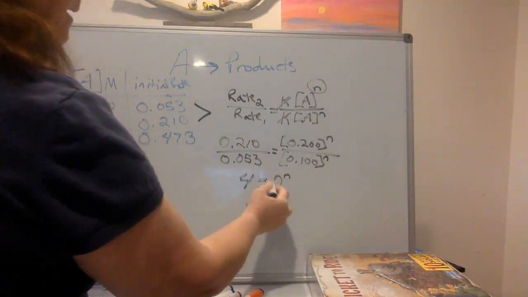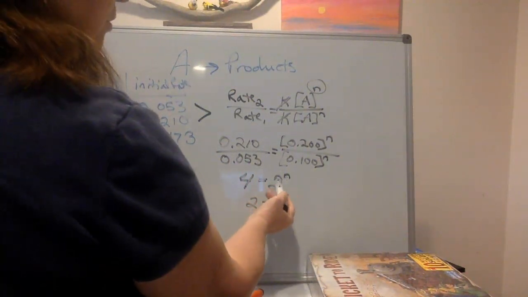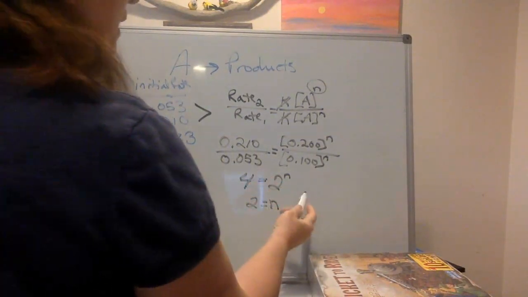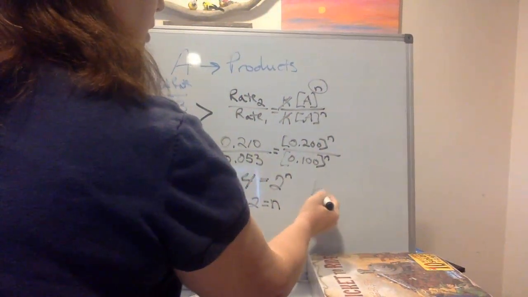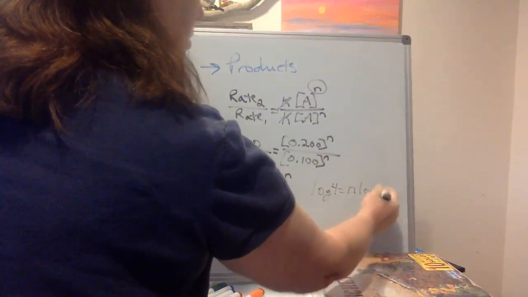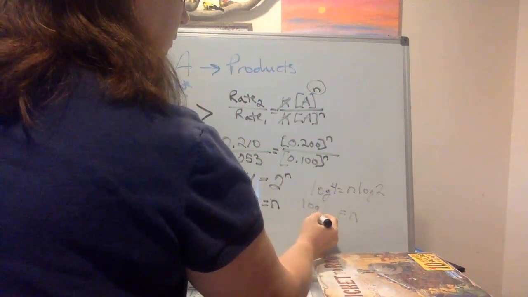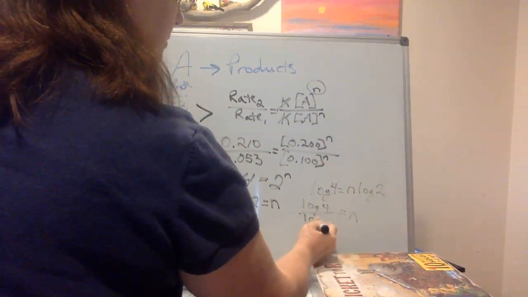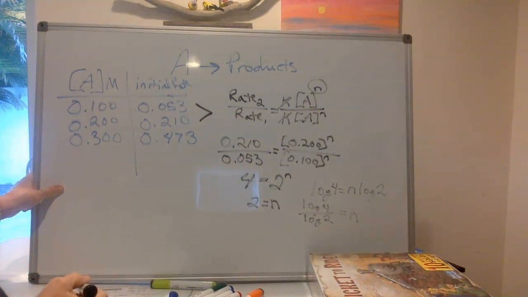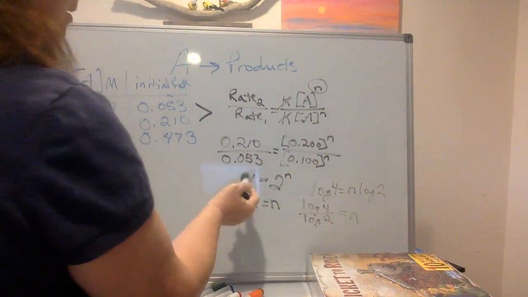Now you can do it by plugging in numbers here. 2 to the first is 2, 2 to the second is 4. So you can do that, or you can do the log law. So we can say log of 4 equals n log 2. So n equals log 4 divided by log 2. Okay, so you can do that as well if you wanted to. However you want to do that. Later on we might have to use this because our numbers won't be so clean.